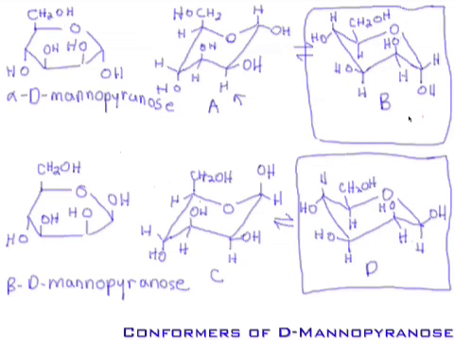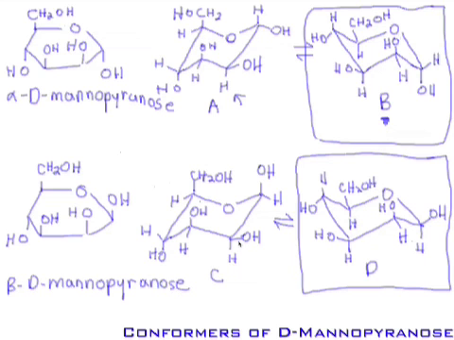Less axial groups, less large groups axial, means less repulsion, means it's energetically more favorable. Remember, putting the large groups equatorial produces a more stable chair conformer. Okay, so B, between A and B, is more energetically favorable. Now let's go to beta D-Mannopyranose, and let's compare C and D.